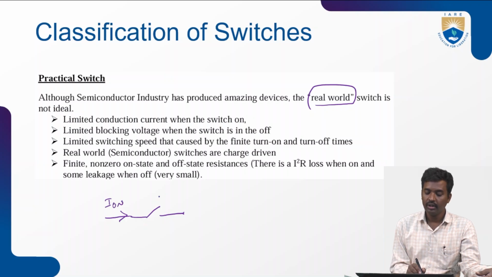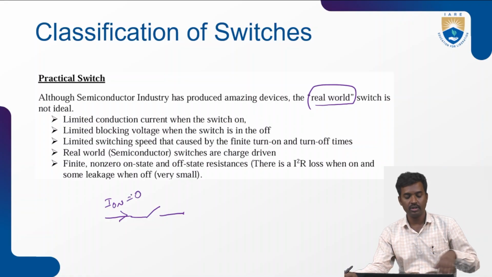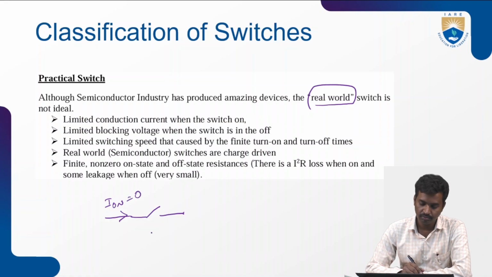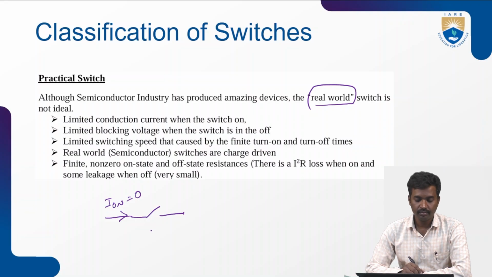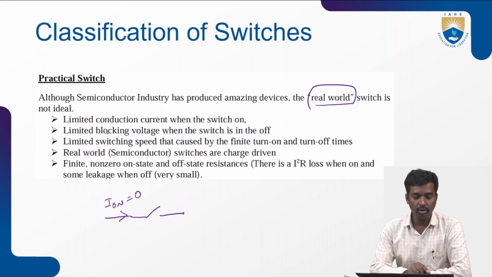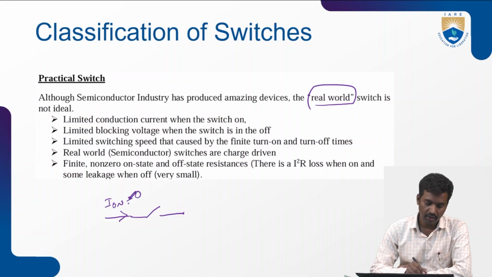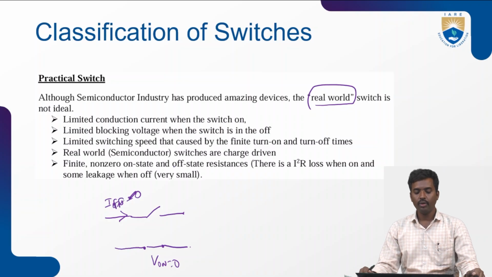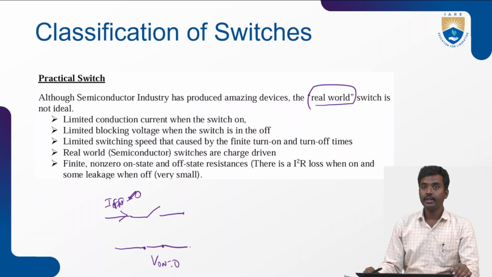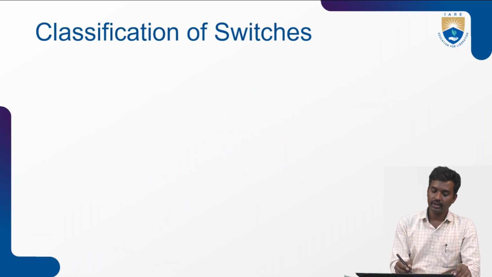So now here, in the previous case, I on is 0 during when the switch is off. But here in this case there is a blocking voltage, and V off is 0, and this is the switch on condition. In this case, V on is 0 and V off is open circuit, I off is 0. So now here in this case, let me draw the diagram.